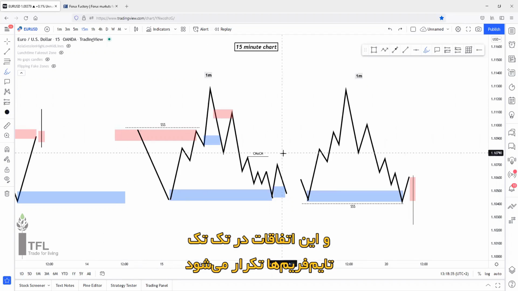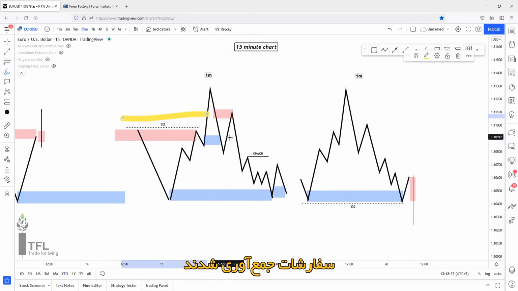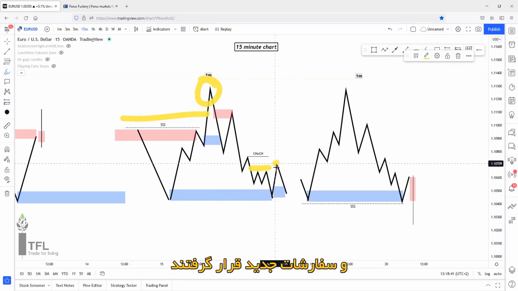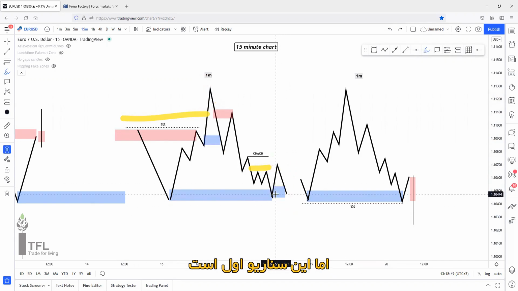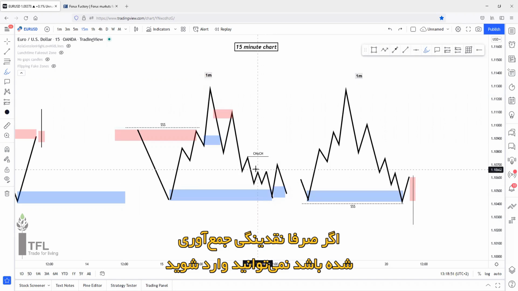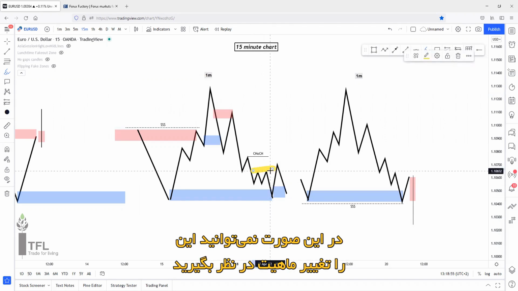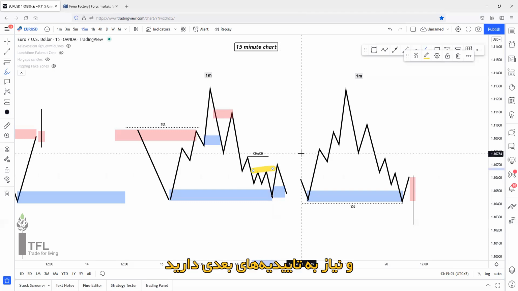So once again, orders are being swept. New orders will be placed. Break of the next recent opposite zone right here. But this is the first scenario. So you can't open a position if only the liquidity is being swept. So you can't really consider this as a change of character. You need a further confirmation, right?